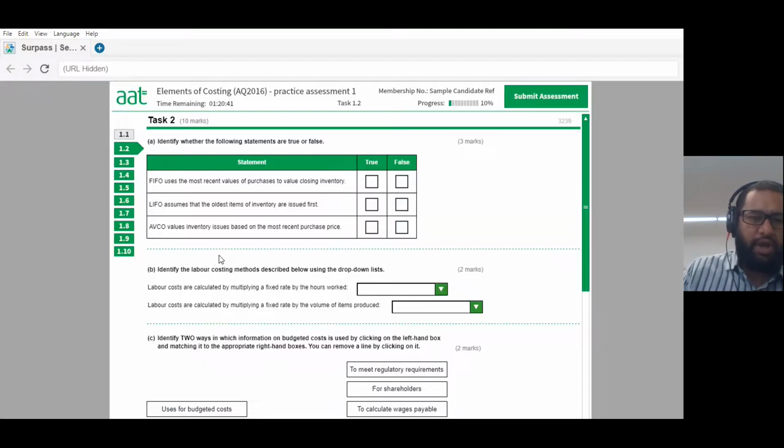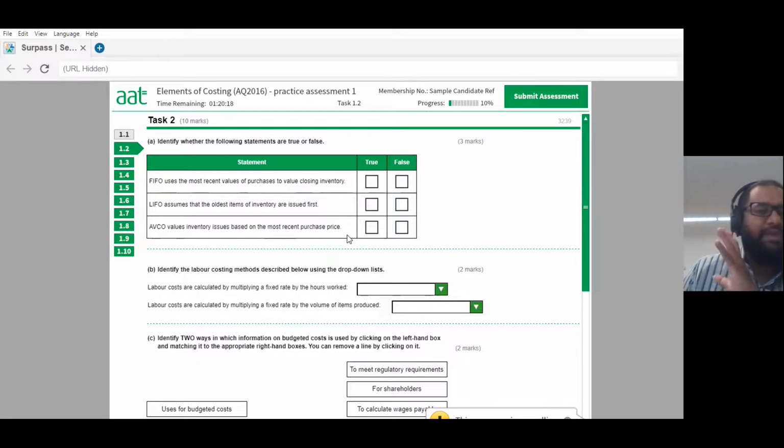So let's move on to question number 2 now. Identify whether the following statements are true or false. They're saying here, FIFO uses the most recent values of purchase to value closing inventory. LIFO assumes the oldest items of inventory are issued first. AVCO issues based on the most recent purchase prices.